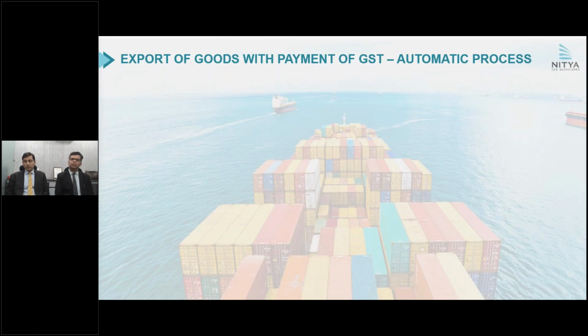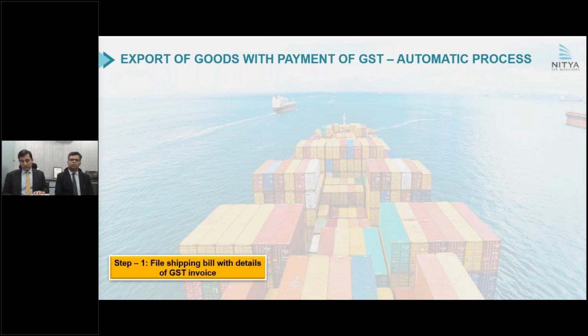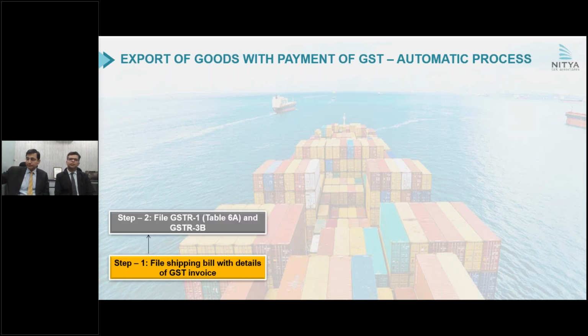Now discussing the procedural part of how we claim export refunds under GST. First is refund on export of goods, which is a completely automatic process. As step 1, the exporter of goods would be filing the shipping bill. At the time of filing such shipping bill, he would be declaring details of the GST invoice therein. Then the exporter would be filing details of GST in GST returns, both GSTR1 as well as GSTR3B.